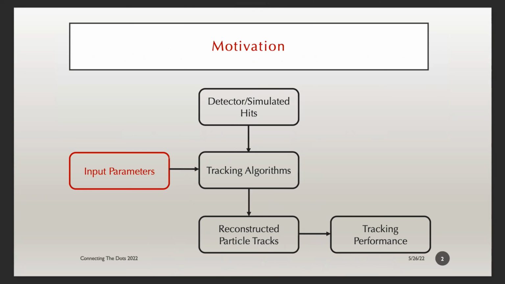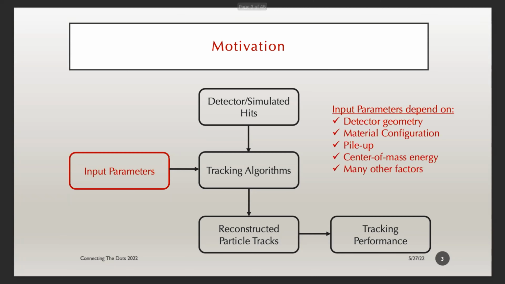So this flow chart here represents a broad workflow of the tracking algorithms. So we have tracking algorithms, and it takes in input as the detector and the simulated hits, and it gives in the output the reconstructed particle tracks, and that helps in calculating the tracking performance. But along with that, the tracking algorithm takes a number of input parameters. So these input parameters depend on a number of factors like the detector geometry and the material configuration and like pile-up, center of mass energy, and like many other factors.